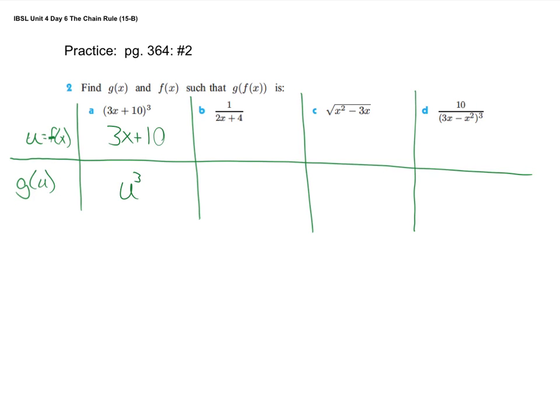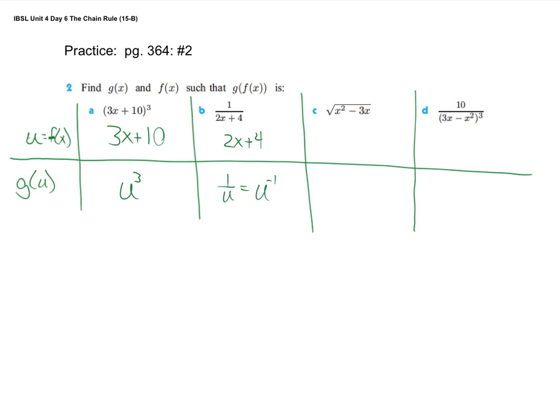All right, so how about part B here? What's our u? 2x plus 4. Good. And g of u? u to the -1. Okay, good. 1 over u, which in order to take the derivative of it, we're going to write it with that negative exponent, u to the negative 1. Okay?